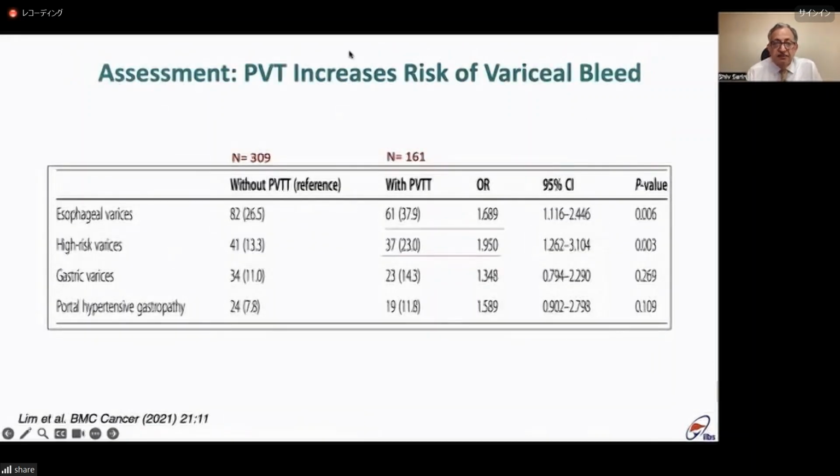Which patient will develop variceal bleed? Those who have got portal vein thrombosis. Then development of esophageal varices is seen in nearly 38%. High risk varices are present in about 23%. Gastric varices are also present in more number of patients, and portal hypertensive gastropathy. But mainly esophageal and high risk varices are there.